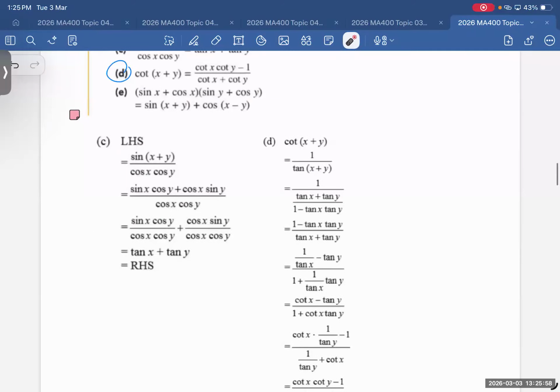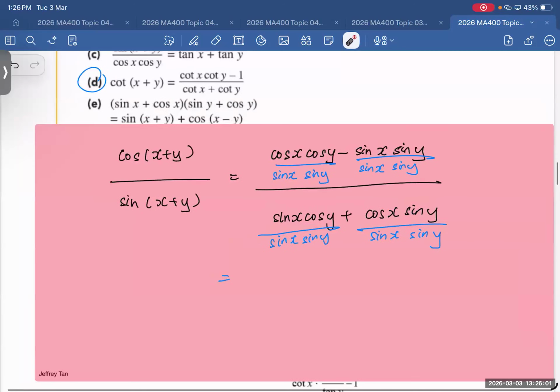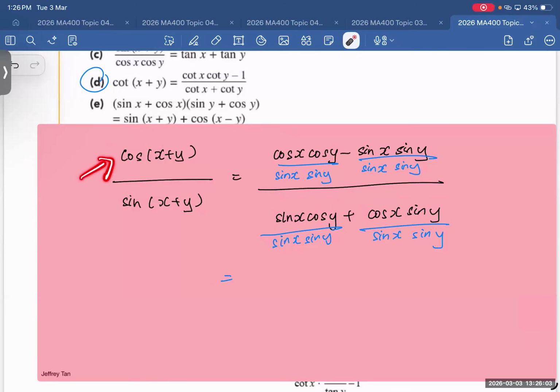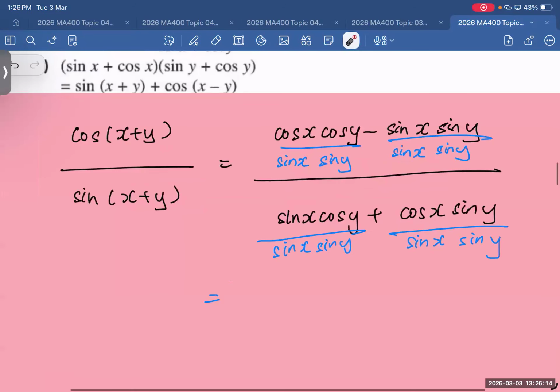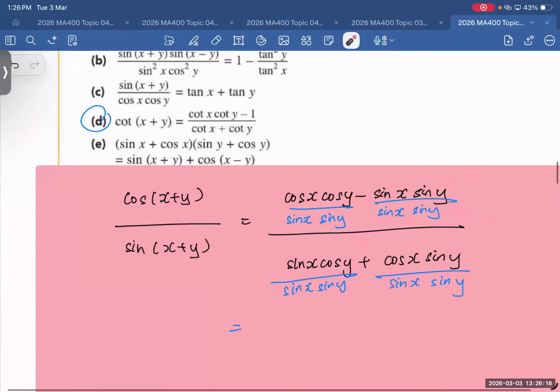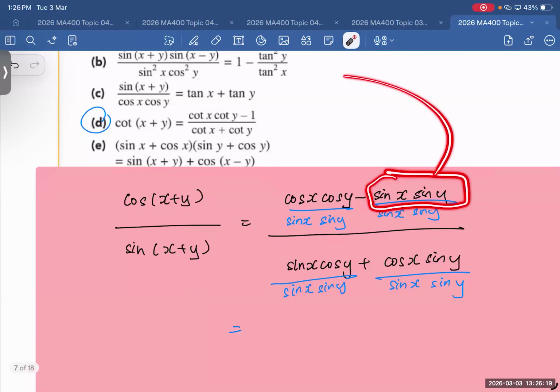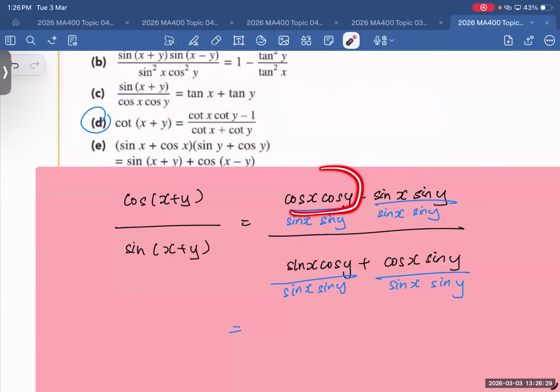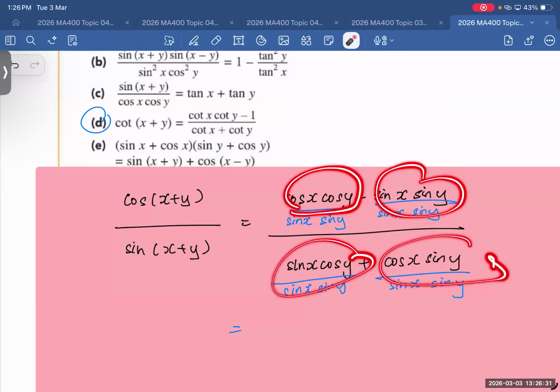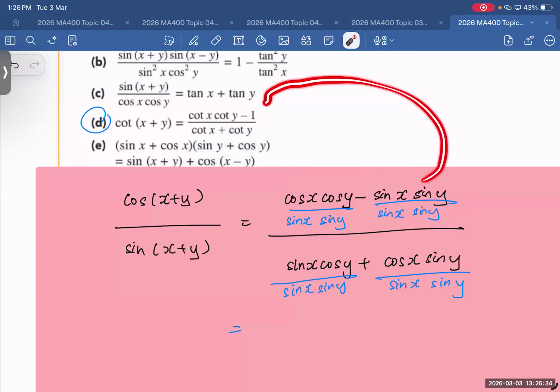Okay, let me repeat that again. What I'm going to do is use a combined formula: sine A sine B, cos A cos B. Major reconstruction. I want to get from this term to look like this. How? Very simple. My endpoint has 4 parts: 1, 2, 3, 4. And here also 4 parts: 1, 2, 3, 4.